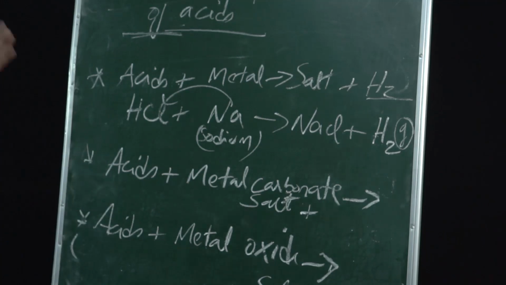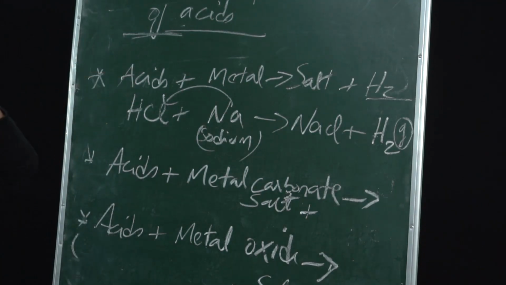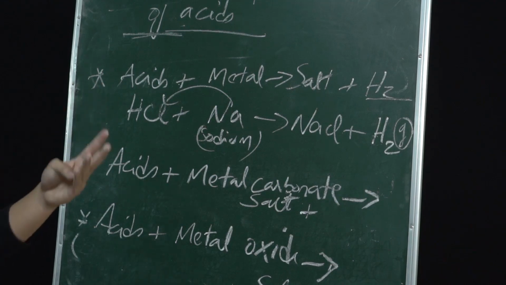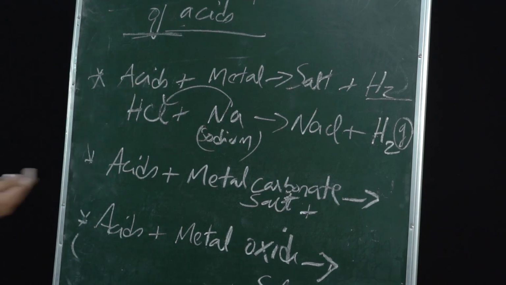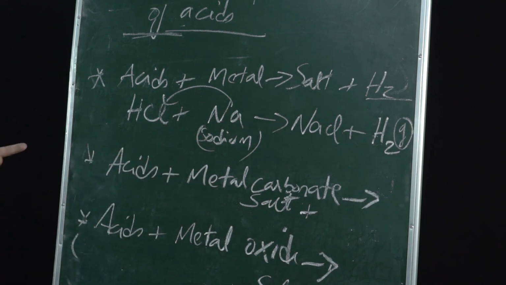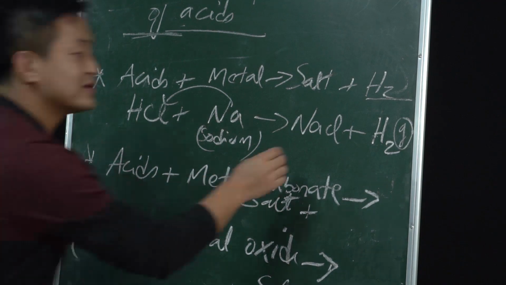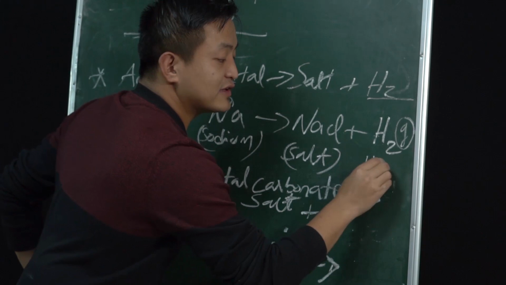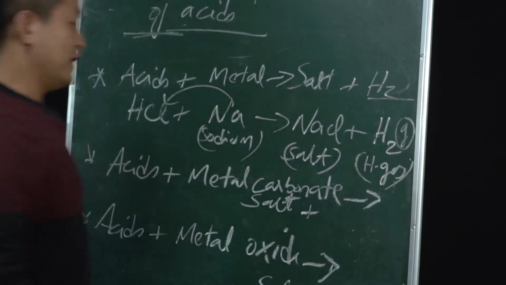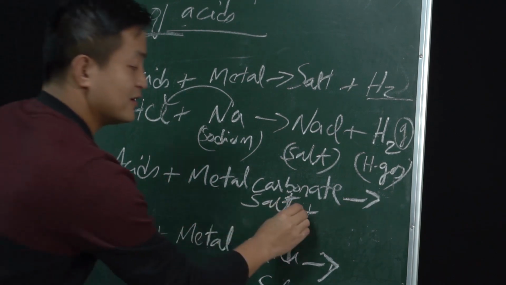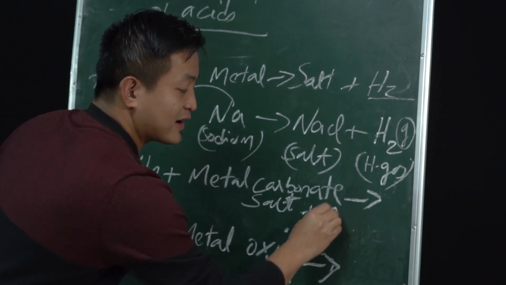Clear? So when acid reacts with a metal, we will get salt, and also the gas that we'll observe from here is hydrogen. Now you can try with different metals as well at home. The answer will be the same. You will get salt and hydrogen gas. The second one, acids and metal carbonate, will also give you salt and carbon dioxide.